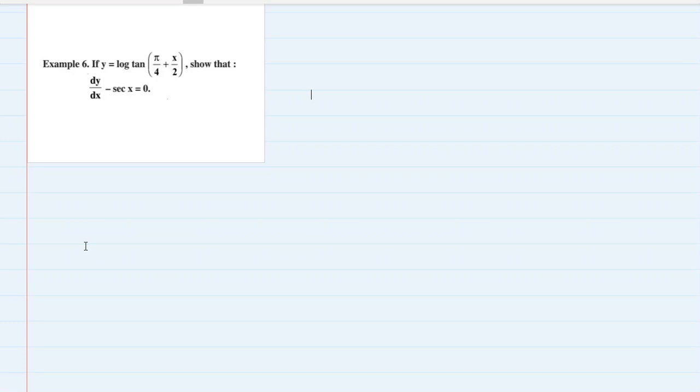How to prove dy by dx is sec x? We have to differentiate this. Okay, let's see how to differentiate. Good differentiation, good practice. So y is equal to log of tan of (pi by 4 plus x by 2).